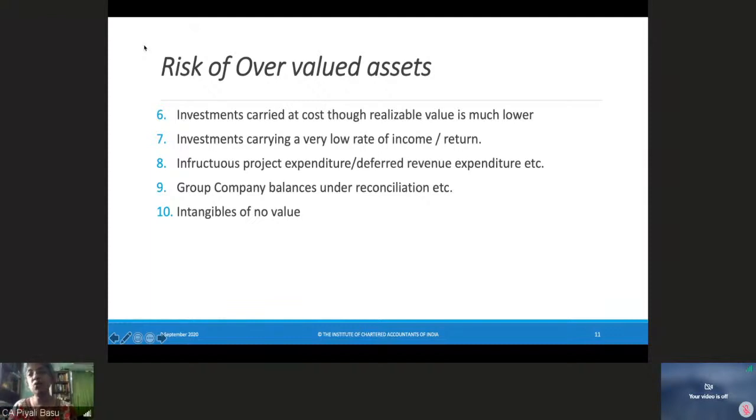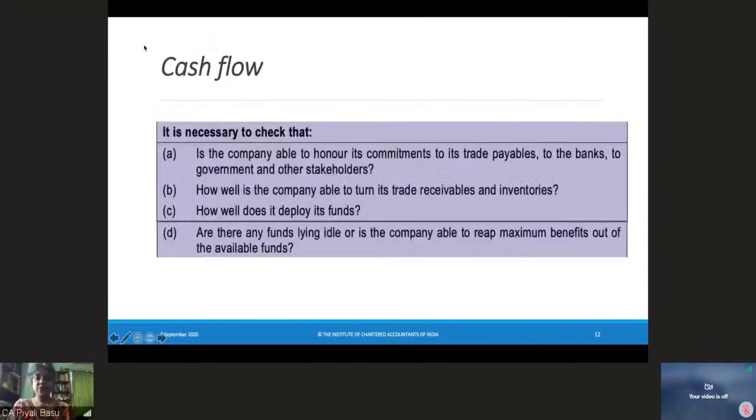Otherwise, you never know who has taken it. That also happens. There is no clue where that asset is. In large government departments and things like that, it happens. Cash flow is important. I think I have already explained.